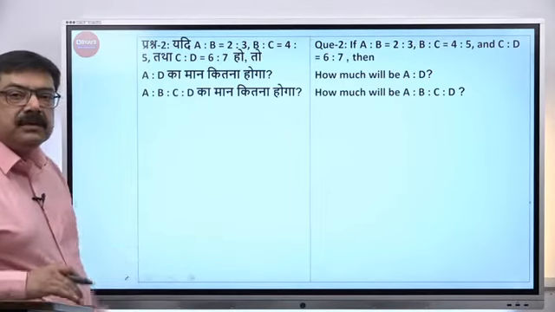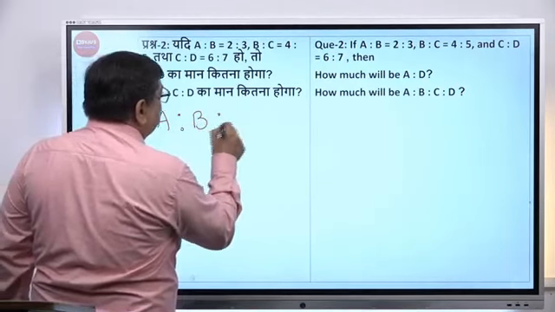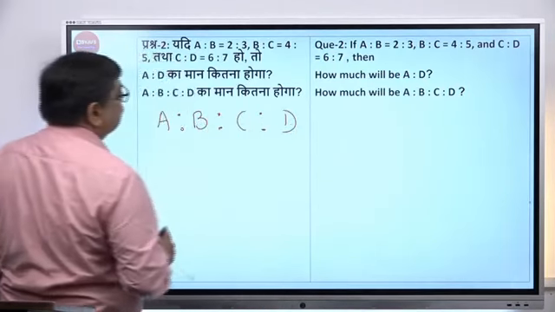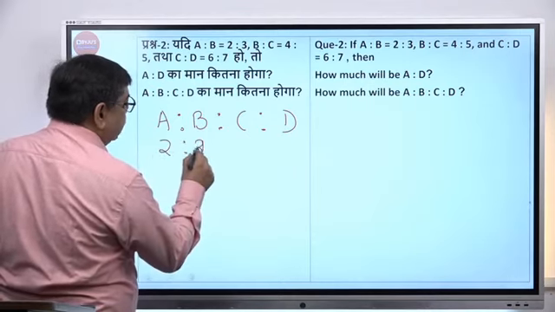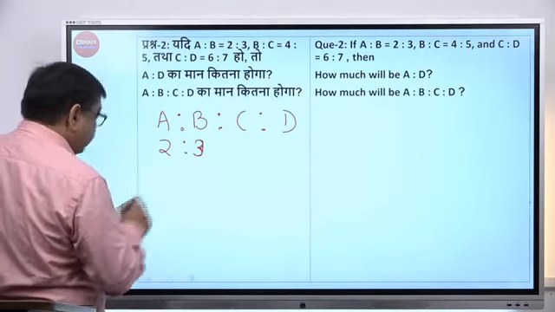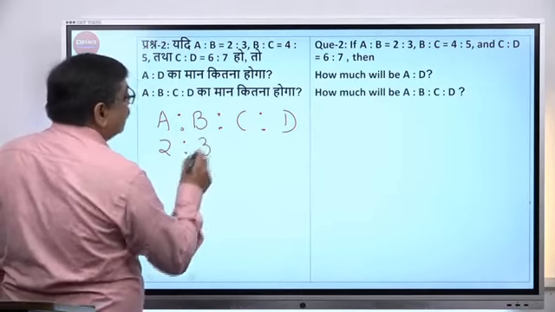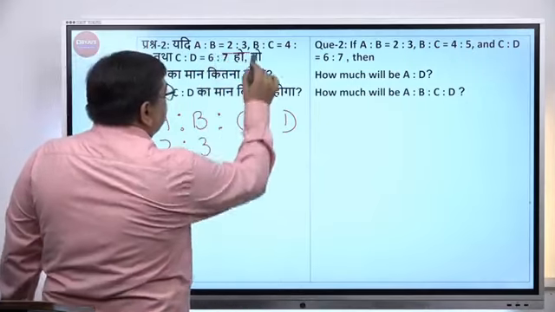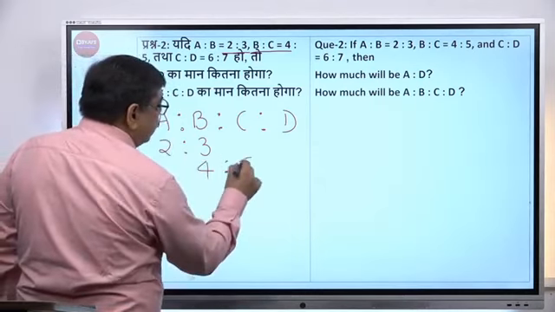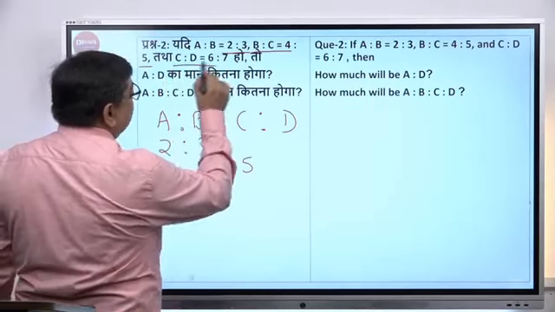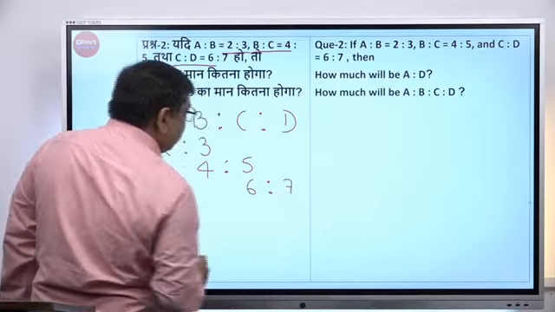All right, we start now. So once again we are asked here A is to B is to C is to D. So A is to B is given to us as 2 is to 3. Just a minute, please. B is to C is given as 4 is to 5. So we will write it as 4 is to 5, and C is to D is given as 6 is to 7, that is 6:7 is given as C is to D.